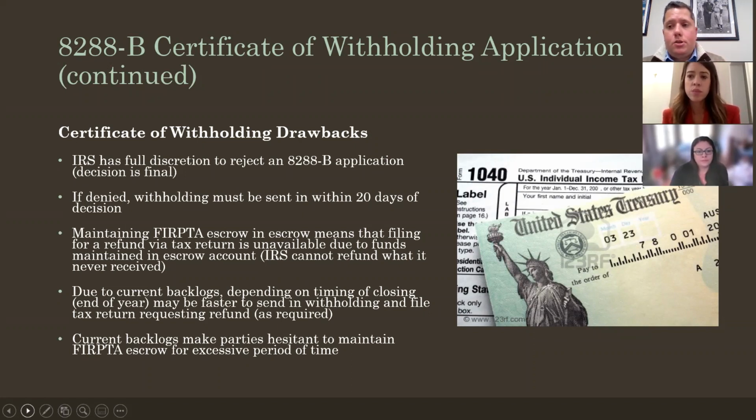Usually by error, but there's no appeal process. Once you get that rejection letter, the client has to send in the money to the IRS, and then they have to ask for the refund the regular way anyway, so through the income tax return. So there's a lot of strategy involved here, especially at the end of the year. I wouldn't assume to just do a certificate of withholding right now if I was the client.